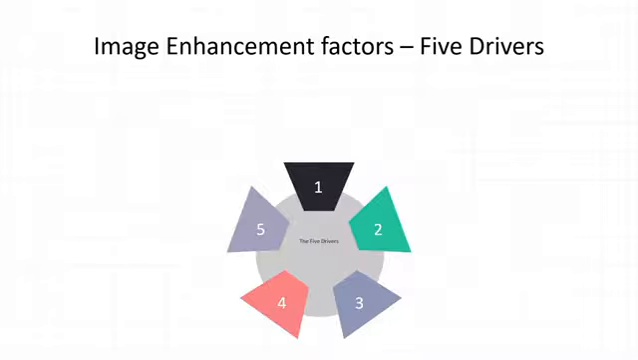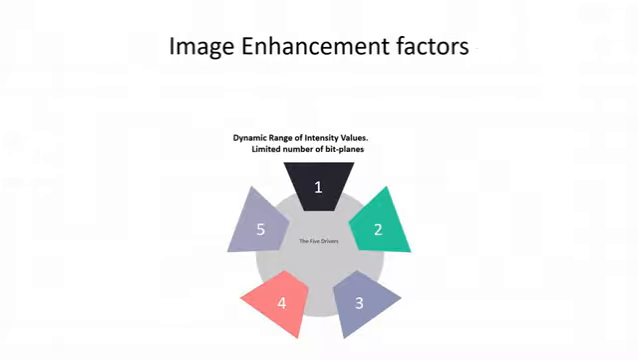Next, what are the 5 drivers of image enhancement? Meaning what are the main image enhancement factors, which are called the 5 drivers. Very first one, dynamic range of intensity values, limited number of bit planes. Intensity values here, we know from our basic television knowledge while looking at an image or video, how the brightness, contrast, and all those things change with respect to the intensity. And what are the required values for it?